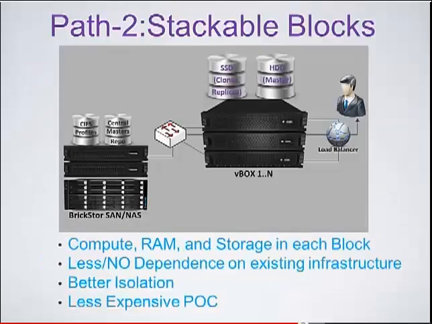The second path, which I think is the ideal path in most situations and kind of has a shared nothing type architecture, is the stackable blocks. What happens here is each block on the right, if you look at the center of the screen, has a copy of the master and the link clones. Your desktop compute, your RAM, and your storage, or your desktop, is being presented out of that. That's where I have labeled the VBox. So each of those VBoxes has everything you need to handle a VDI user.